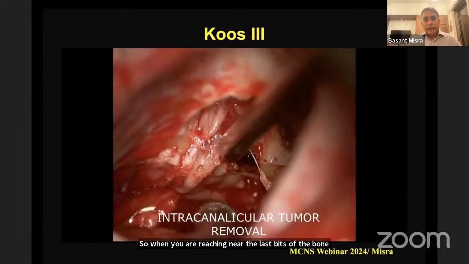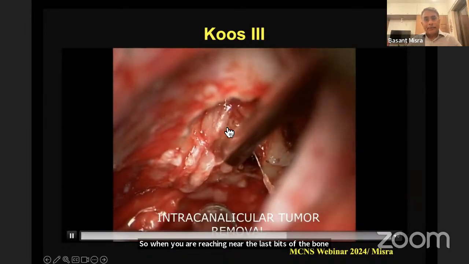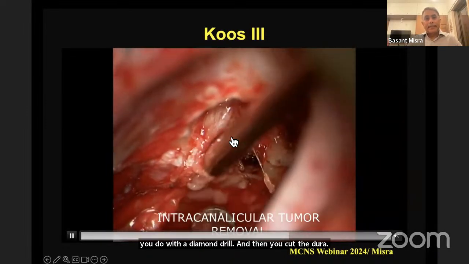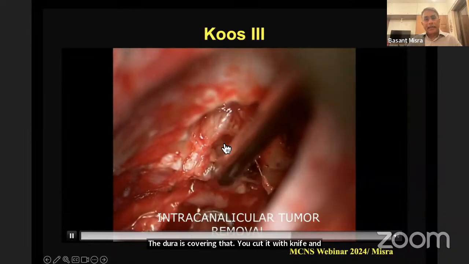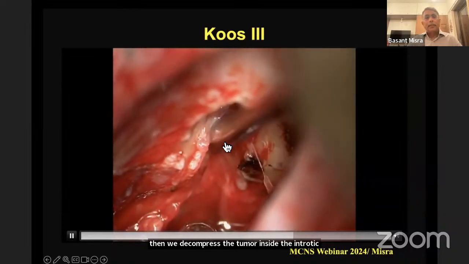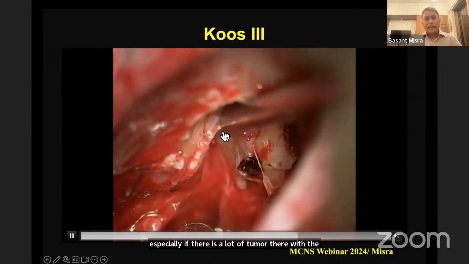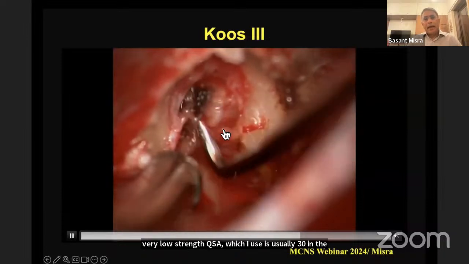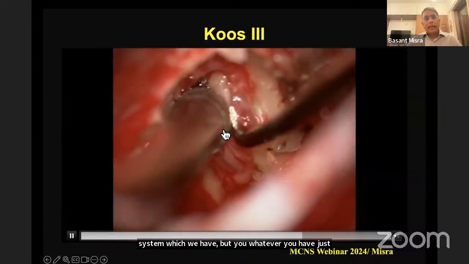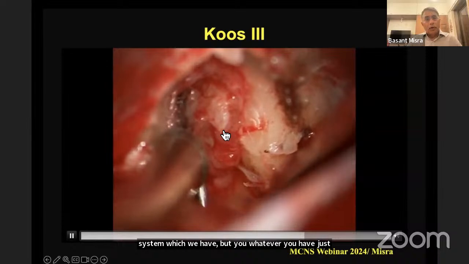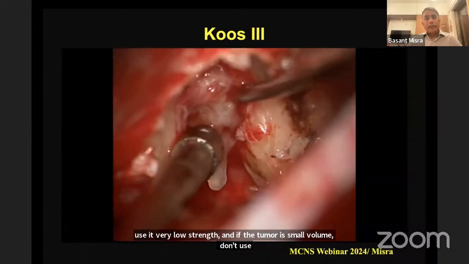And then you cut the dura that is covering that. You cut it with a knife, and then we decompress the tumor inside the intra-aortic canal, especially if there is a lot of tumor there, with a very low strength CUSA, which I use usually at 30 in the system we have. But whatever you have, just use a very low strength CUSA. And if the tumor is small volume, don't use a CUSA, because you can damage the nerves with the CUSA.